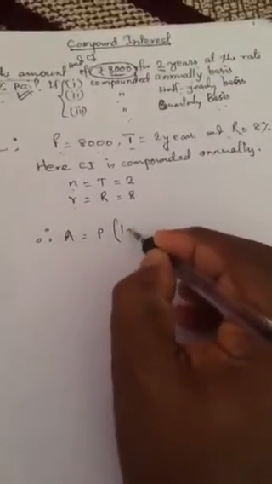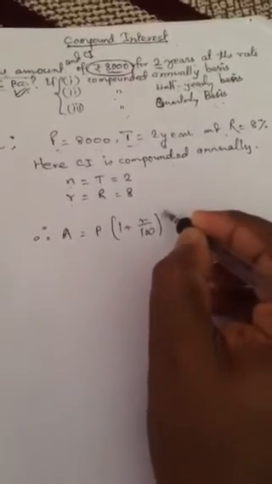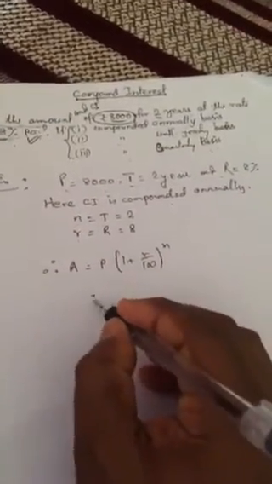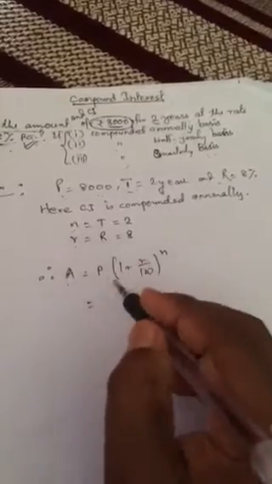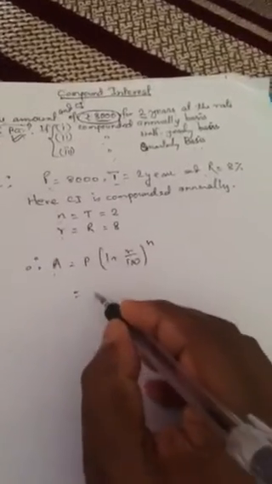Now you simply find A. To find A, you have to apply the formula P times (1 plus r by 100) to the power n. I have already discussed the formula in the previous audio, so I am not discussing it again. I am directly using the formula, which is the formula to find the final amount. The value of P is 8,000.